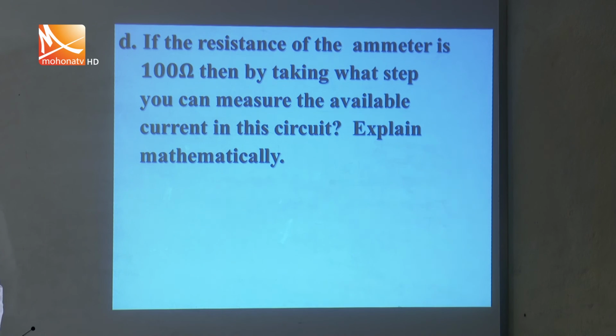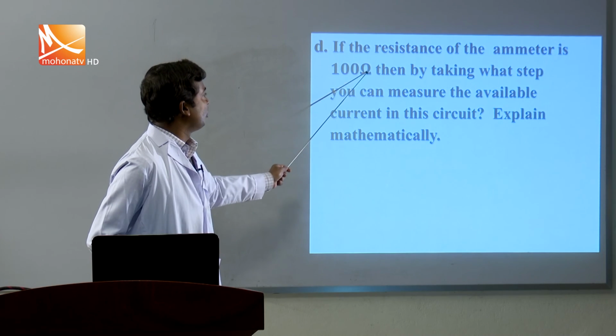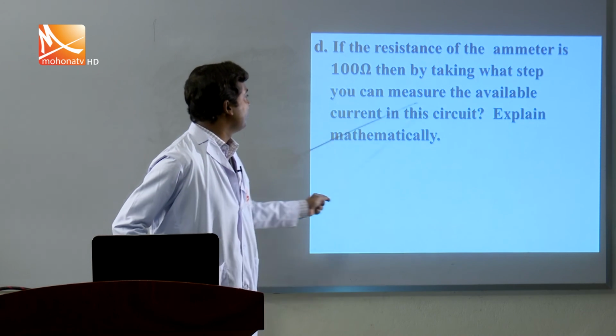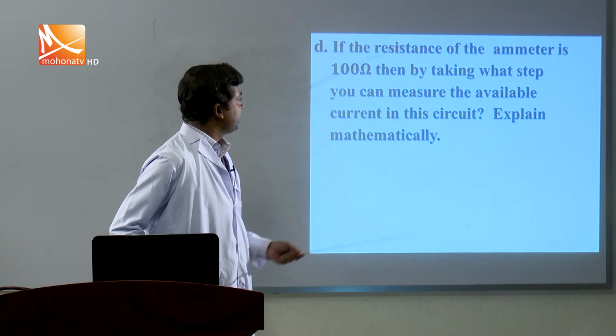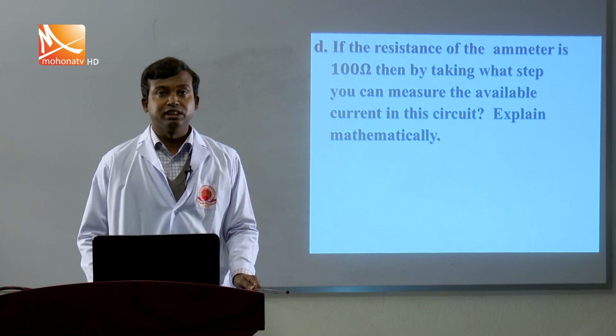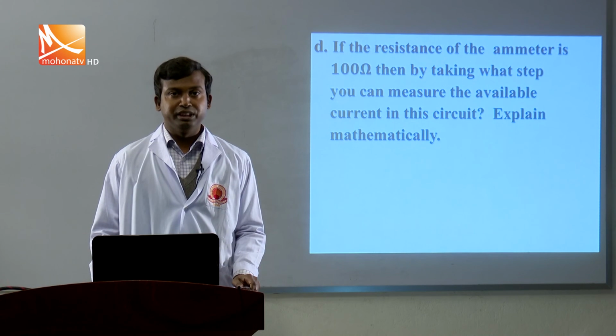And the last question is this: if the resistance of the ammeter is 100 ohm, then by taking what step can you measure the available current in the circuit? That means in this case you have to increase the range of the ammeter.